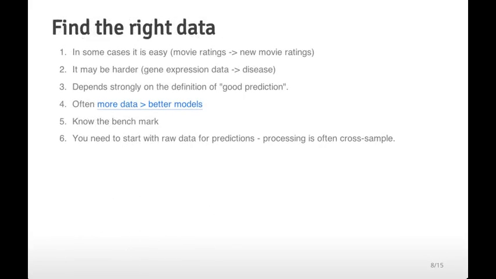So the first step is to find the right data. In some cases, this might be easy. So for example, if you want to predict what people will think about a new set of movies and you have a bunch of old movie ratings, it might make sense that you can use those variables very easily to make that kind of prediction. It turns out even in this simple case, it's not easy to build the predictive function, but at least knowing which data to use is pretty clear.